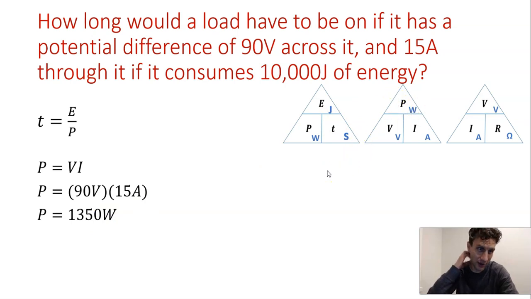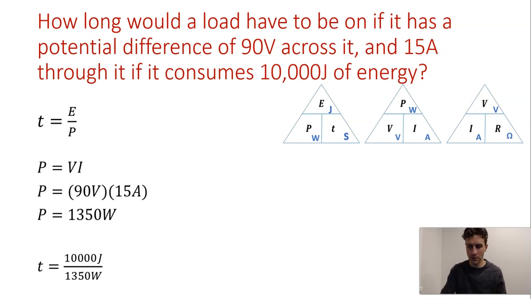Now why did we do that? Because the question is asking how long would a load have to be on? That's time. So we're going to go energy divided by power. Here's the energy, 10,000 joules. And now we've got power. We can calculate. 10,000 joules, that's a lot of joules, divided by 1,350 watts. And that is 7.41 seconds. So that's how long it would have to be on to consume 10,000 joules of energy.